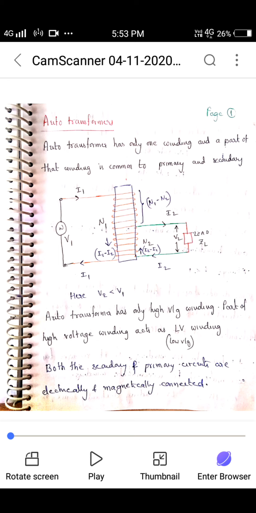The auto transformer is having only one winding. A part of that winding will act as secondary winding or output voltage winding. Means auto transformer is having only high voltage winding. It means a part of the primary winding will act as secondary.